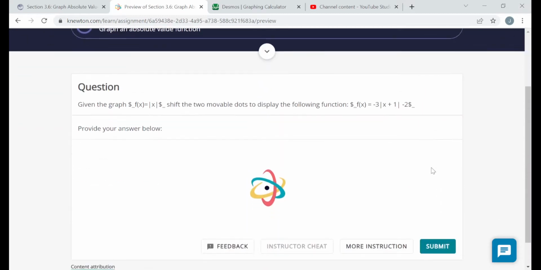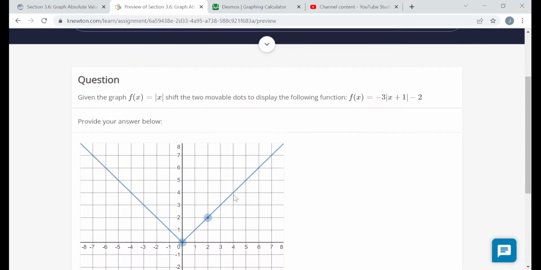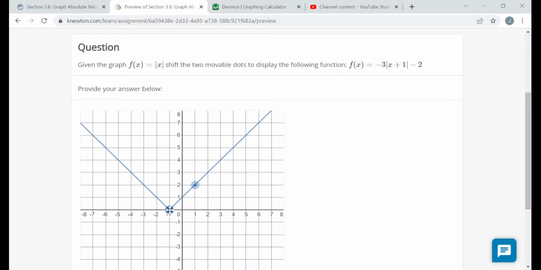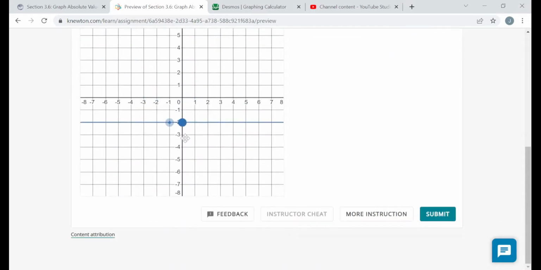So again, the vertex. The absolute value has an expression x plus 1 in it, so -1 will be the x coordinate of the vertex. And then I plug in -1, this will be 0, and then I have -2 for the output. So -1, -2 for the vertex. And then if I plug in some other value like 0, 0 plus 1 is 1, the absolute value of 1 is 1, -3 times 1 is -3, minus 2 is -5. So you have 0, -5.